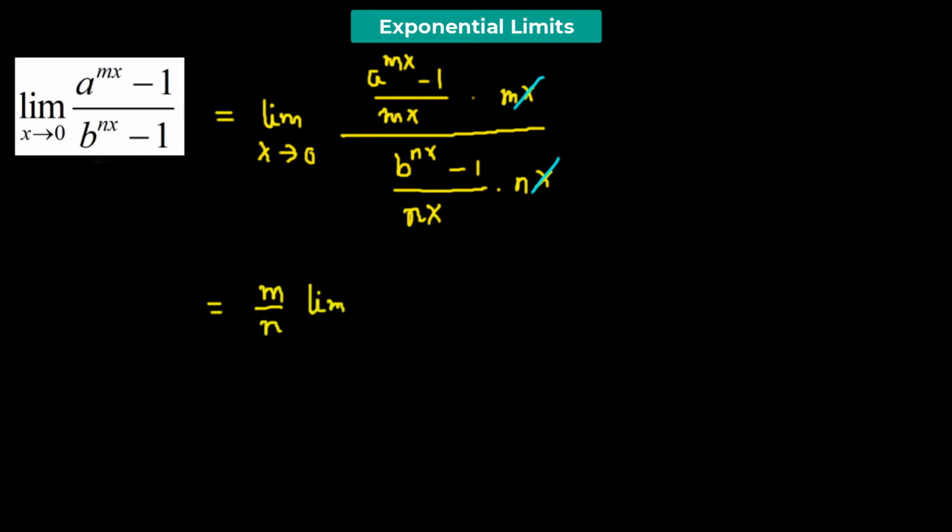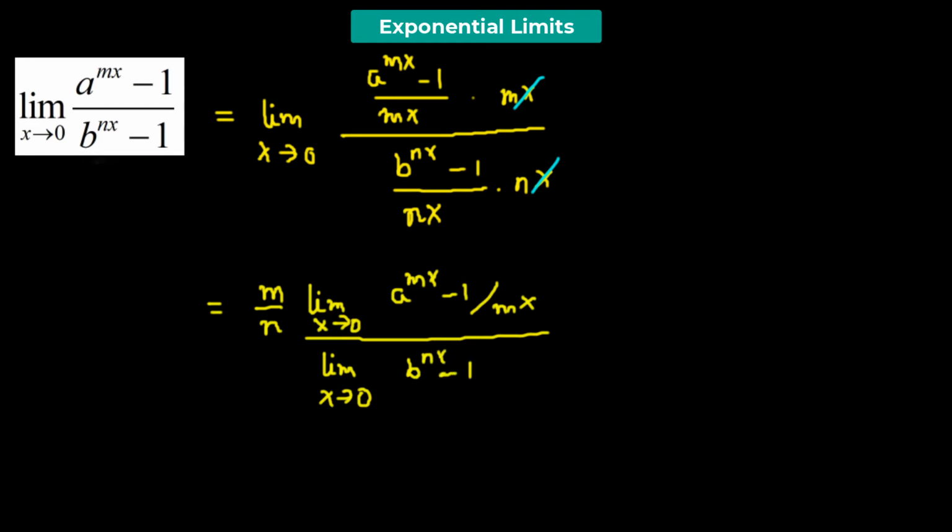Limit x approaching 0. So we have a raised to the power of mx minus 1 all divided by mx, and for the denominator we have limit x approaching 0 of b raised to the power of nx minus 1 divided by nx, and applying the definition of limit, we have the natural log of a in the numerator and the natural log of b in the denominator. So this is going to be the limiting value of the given function when x approaches 0. Let us do another problem.